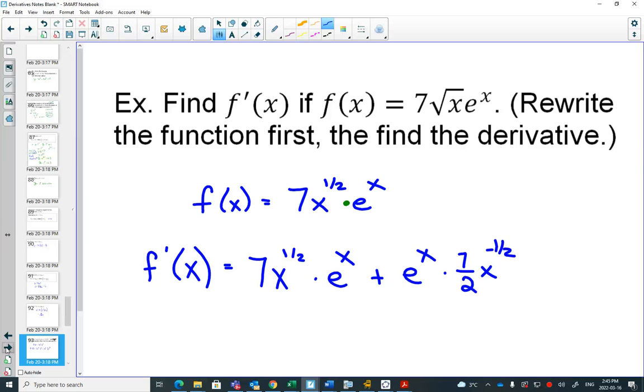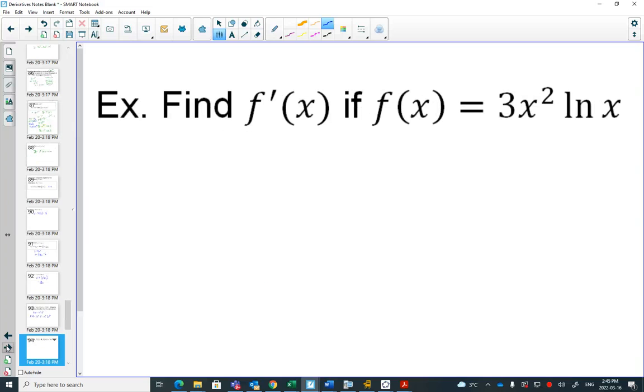Our next example. Do I have to rewrite anything? No, it's all good. Product rule, chain rule, quotient rule. What do you see?